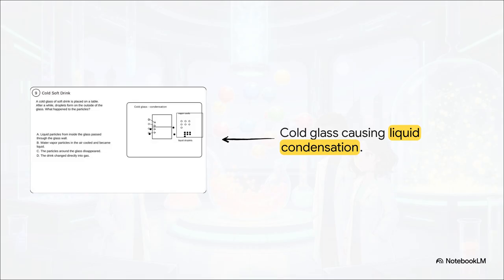This is condensation in action. As the gas particles in the air lose energy from touching that freezing cold glass, they slow right down and start to clump together. They immediately lose their free-roaming status and become those sliding liquid droplets you see right on the outside of your drink.